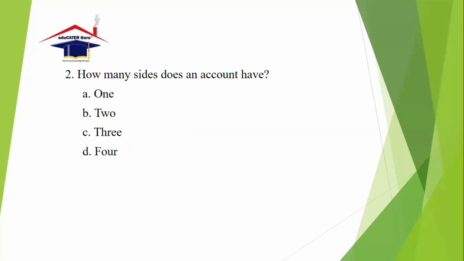Next, how many sides does an account have? Option A, 1, B, 2, C, 3, D, 4. We know that the account is usually shown in a T-shaped form. It has 2 sides. Left side is called debit and right side is called credit. Hence, the answer for this question is option B, 2.